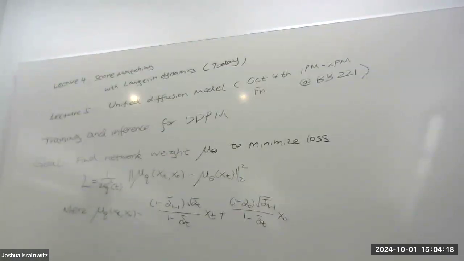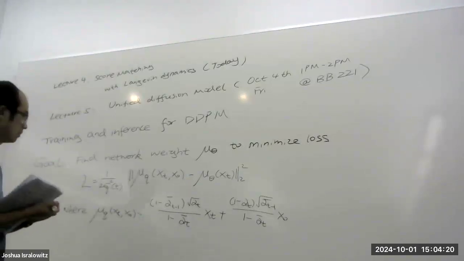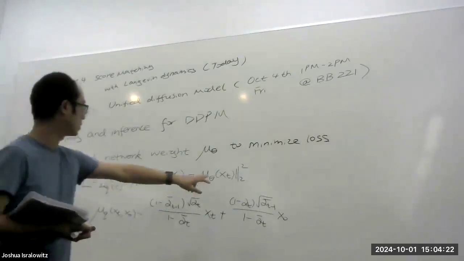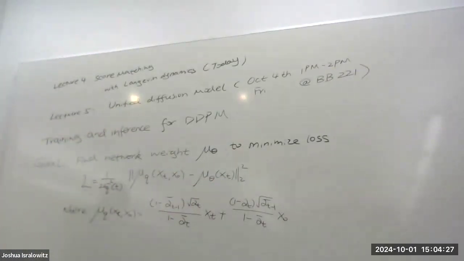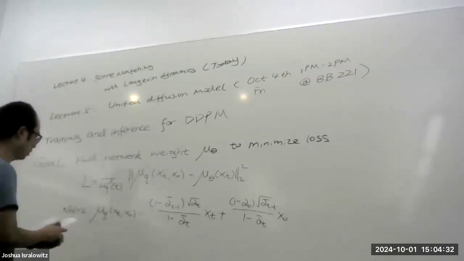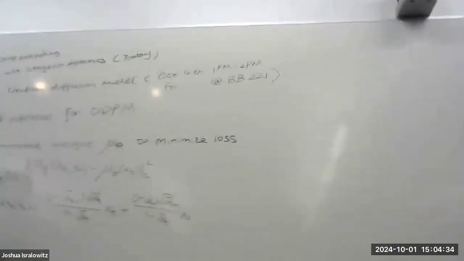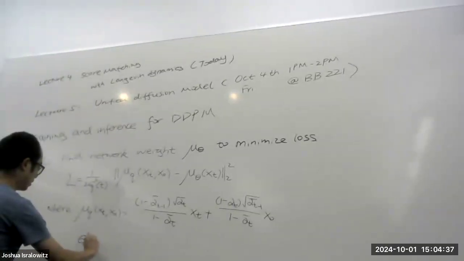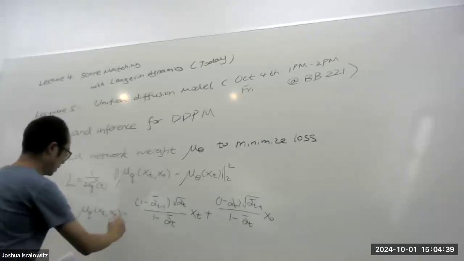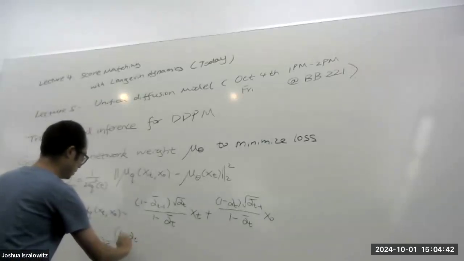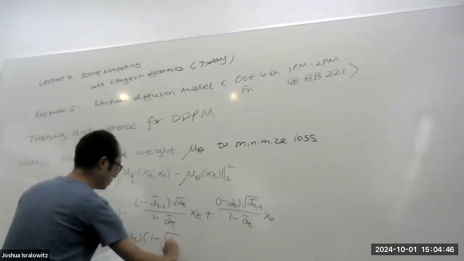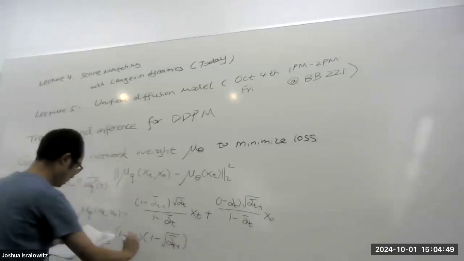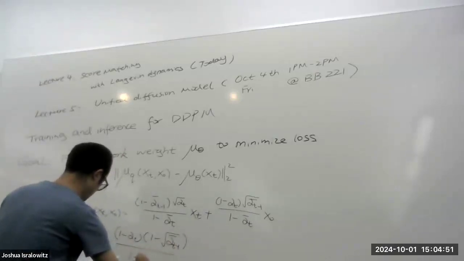Sorry, is that a 1 divided by 2 sigma q squared? You mean this one? Oh, no. Yeah, sigma q squared. Okay, sigma q squared is the following: 1 minus alpha t, 1 minus square root of alpha t minus 1 bar divided by 1 minus alpha t bar.